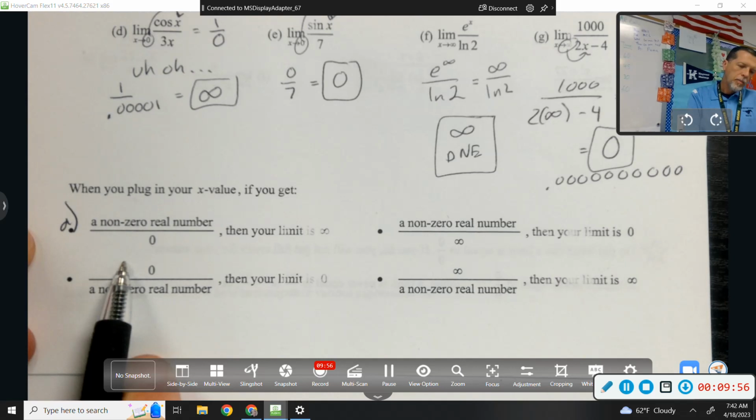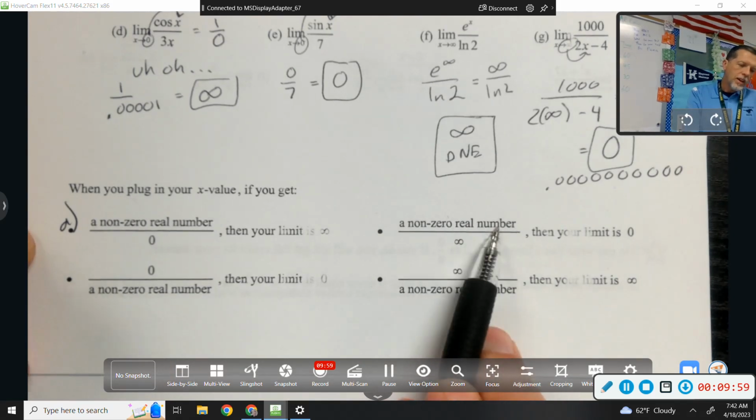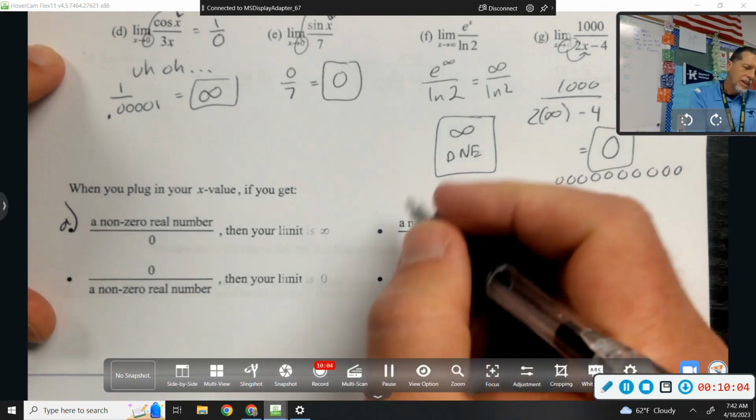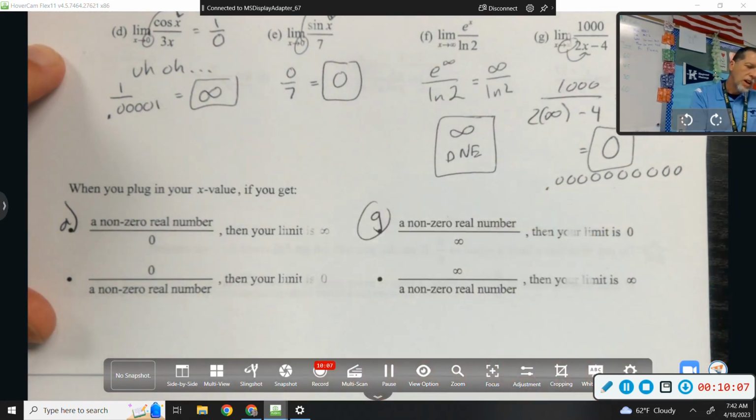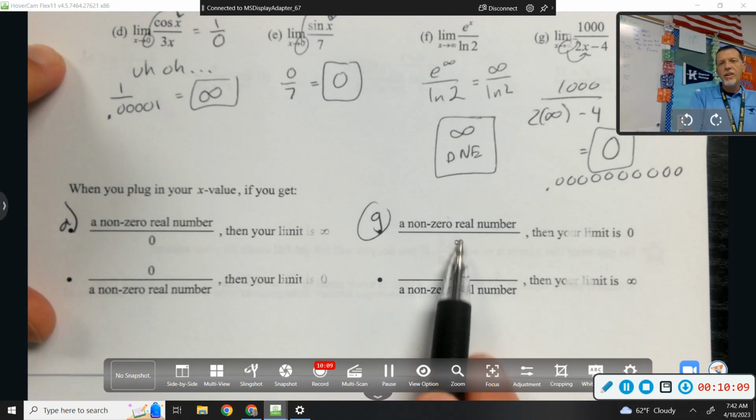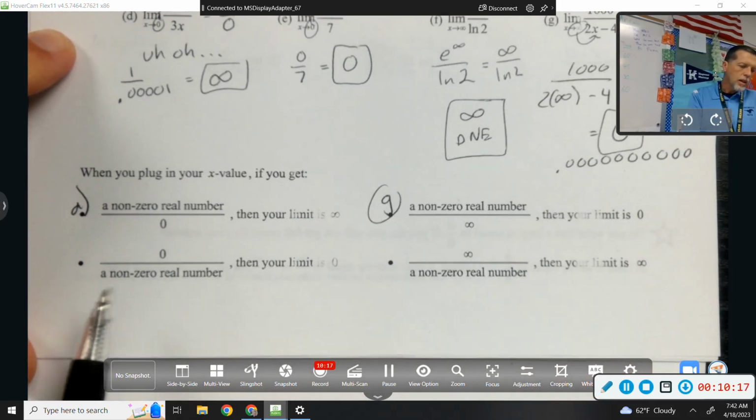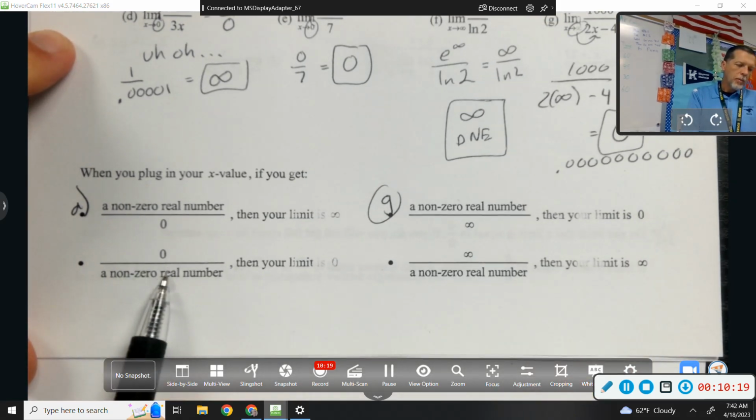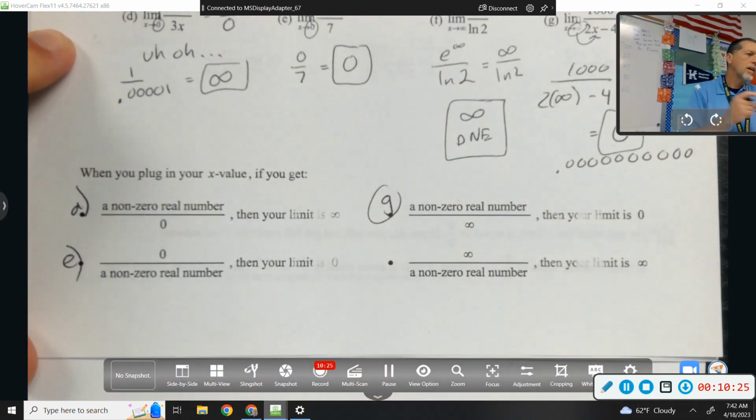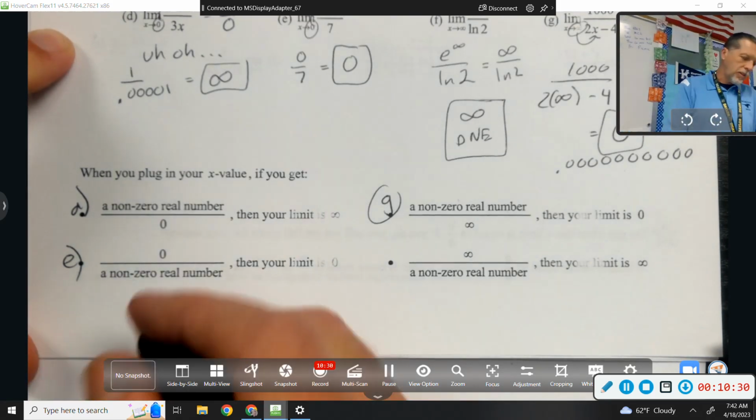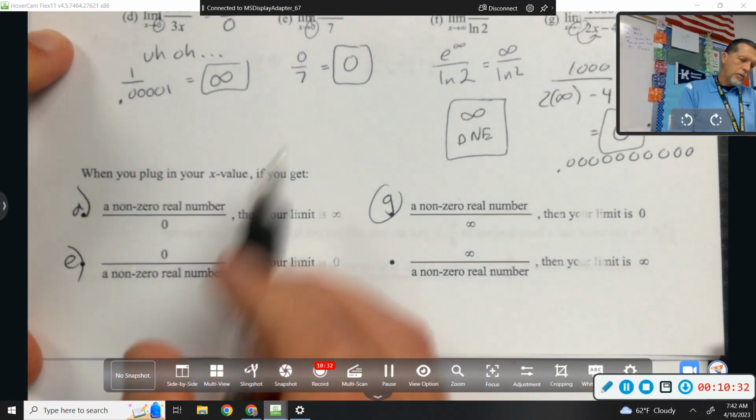If you get a non-zero real number over infinity, this would be example G. This is where you've got your $1,000 and you're dividing it equally among everyone on Earth. Pretty much everyone gets zero. If you have a zero in the top, it doesn't matter what's in the bottom, because zero over anything is going to be zero. That was example E.